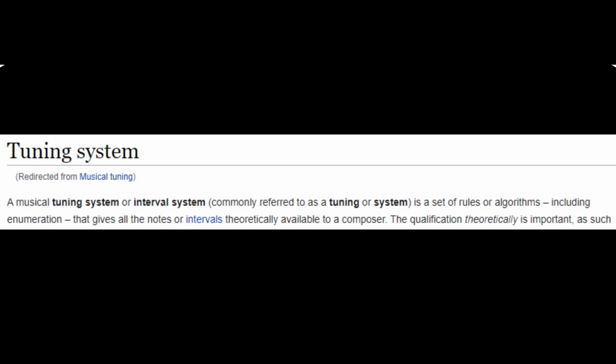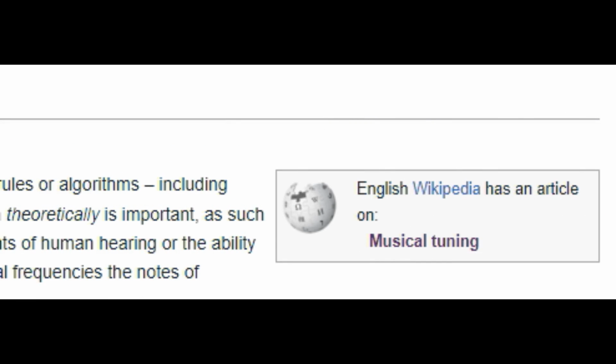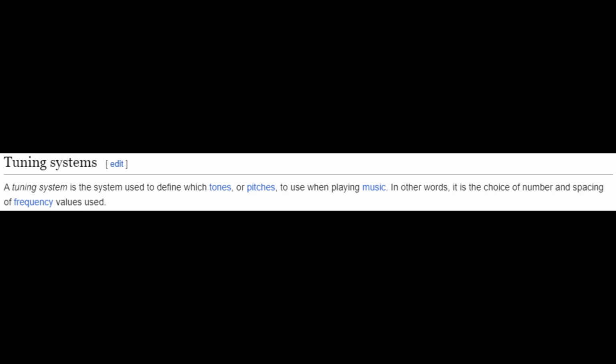Interestingly enough, they have a link on this page to the Wikipedia page on musical tuning, so let's contrast this definition with the one presented on the Wikipedia page. A tuning system is the system used to define which tones, or pitches, to use when playing music. In other words, it is the choice of number and spacing of frequency values used.